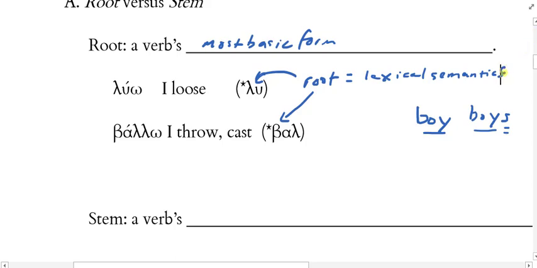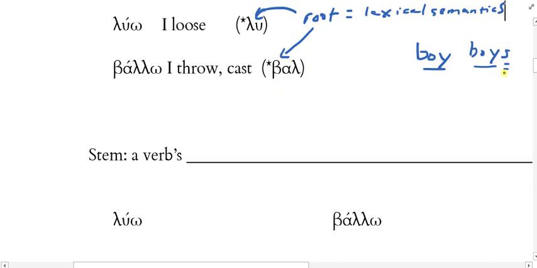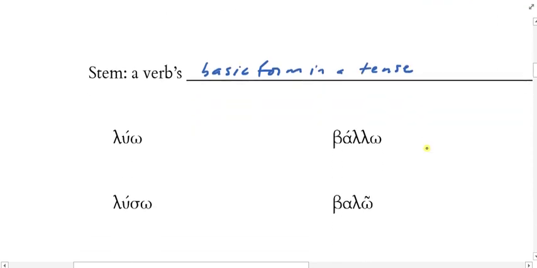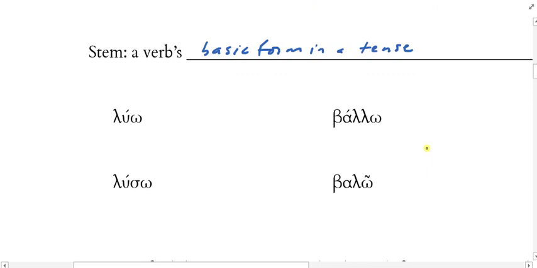All right. Now, a stem. What is a verb's stem? Okay, so it's a verb's basic form or most basic form in a tense. Excellent. Now, how many tenses have we learned in our lessons together? One, two. The present tense and the future tense. We're going to learn past tense forms coming up really soon. The aorist is one of them.